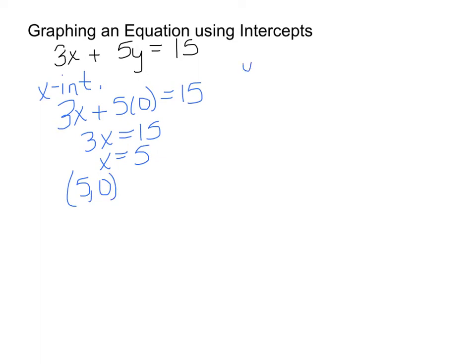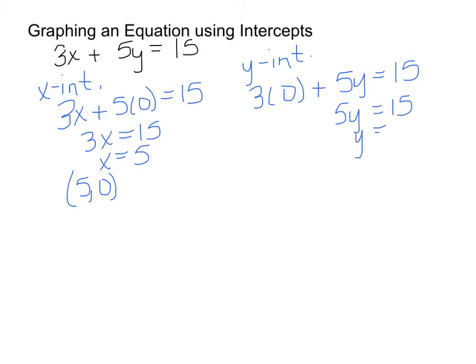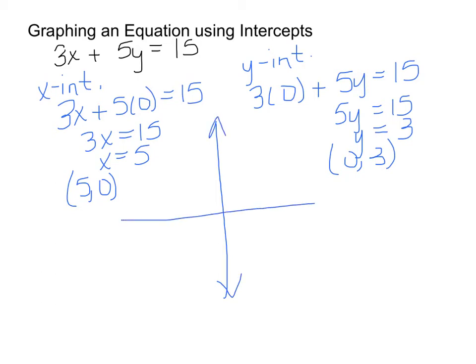And then y-intercepts are where your graph hits the y-axis. And that means the value of x now is 0. And then you would solve for y. So y would be 3. So this ordered pair would be 0, 3. And like I stated earlier, if the coefficients are factors of your C term, it makes it much easier.